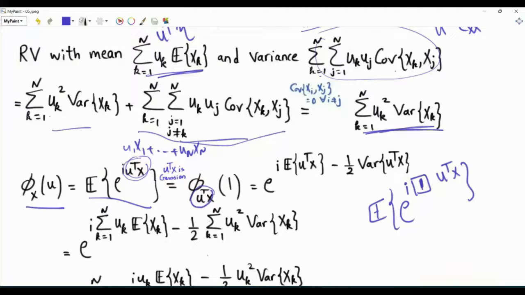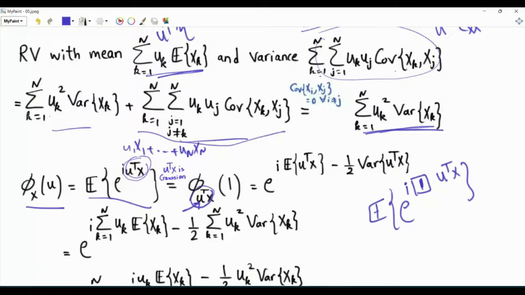U transpose x is a Gaussian random variable. Why? Because the x's are jointly Gaussian. So regardless of the values of u1, u2, all the way to un, regardless of what u's we use, then u transpose x is guaranteed to be a scalar random variable.